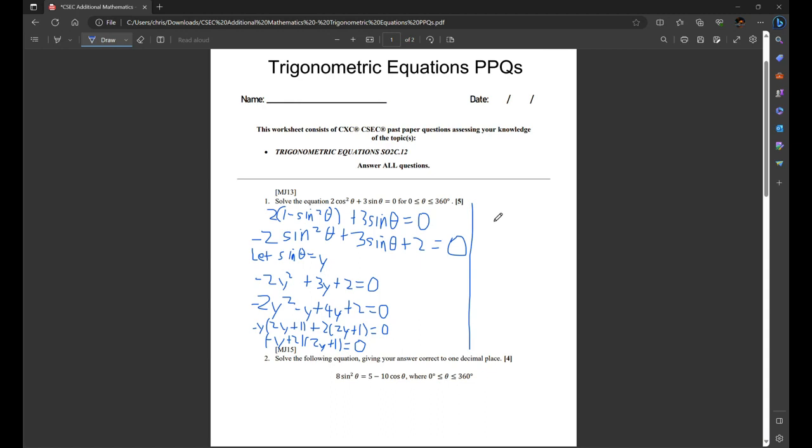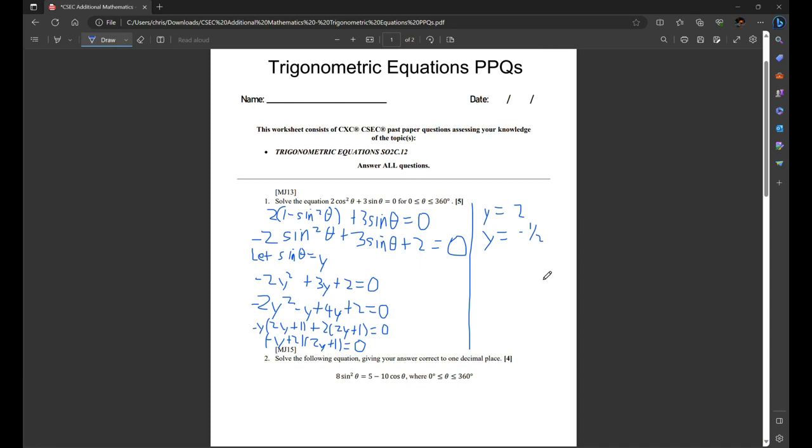So negative y plus 2 equals 0. That means that y is going to be equal to, actually, positive 2. Yep, so y is going to be equal to 2 and y is also going to be equal to negative 1/2.